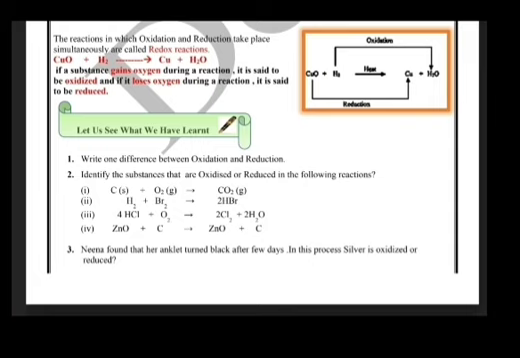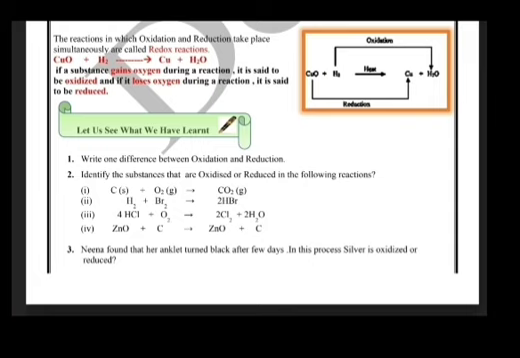Let us see what we learned by some questions. First question: write one difference between oxidation and reduction. Oxidation is a reaction in which oxygen is added. Reduction is a reaction in which oxygen is removed from a substance.